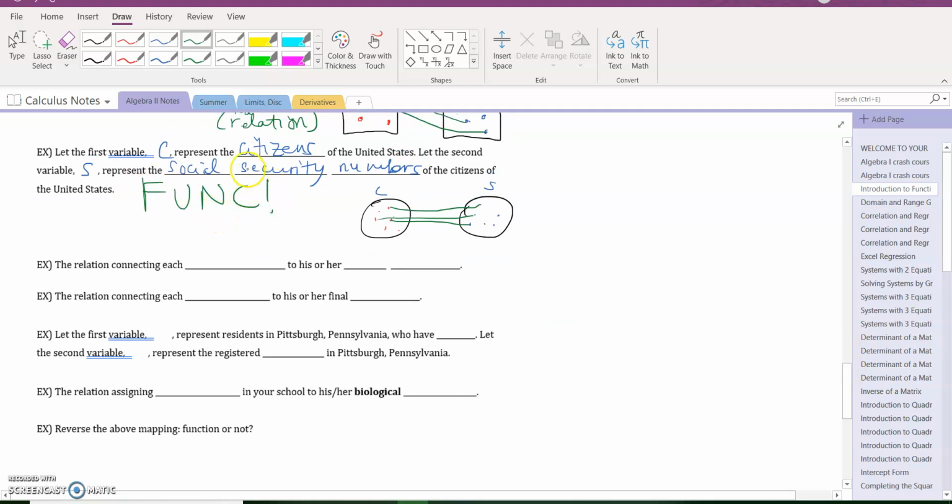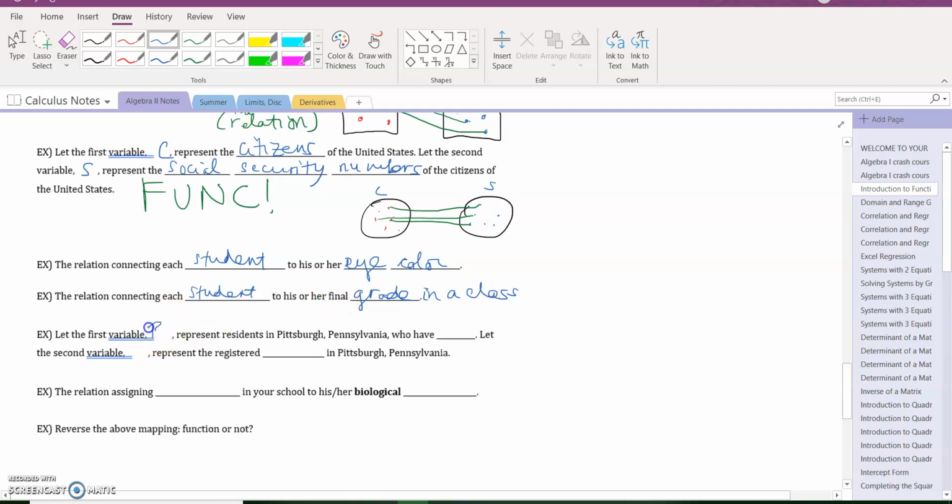So here are the rest of them. I'm going to have you do these on your own, and we'll go over them whenever I see you again. So we're going to have a relation connecting each student to his or her eye color. Is this relation a function or not? Then, the relation connecting each student to his or her final grade in a single class. So maybe we have a final grade in Algebra 2. Is that relation connecting a student to their final grade in the class a function?